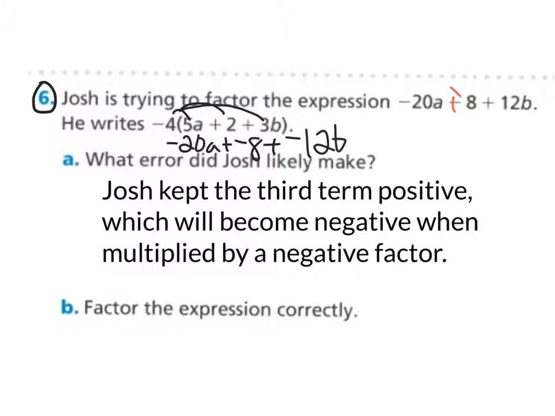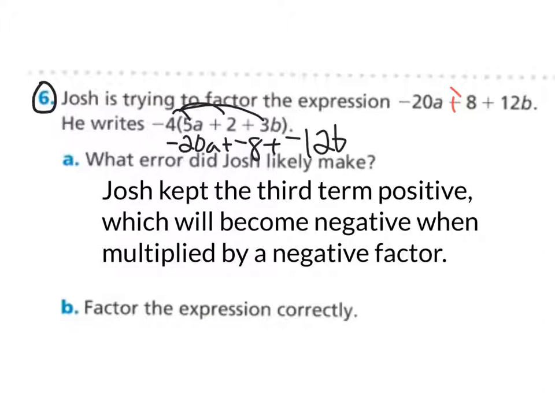So the book's explanation, they just said that Josh kept the third term positive, which would become negative when multiplied by a negative factor. In other words, we factored out a -4, so, something to that effect. Again, you could just say something about it should have been -3b, so that when you do -4 times -3b, you get +12b.